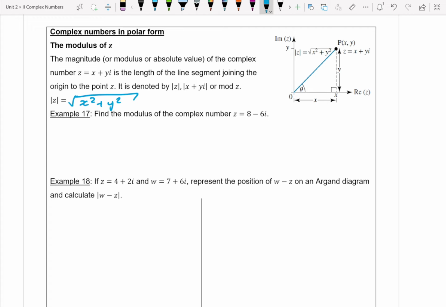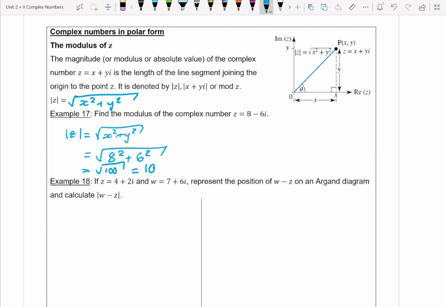So find the modulus of the complex number z equals 8 minus 6i. The modulus of z is equal to the square root of x squared plus y squared. So that is going to give us the square root of 8 squared plus 6 squared. This is a 3, 4, 5 triangle, I believe. So if these are 2 times 3 and 4, then our answer is going to be 2 times 5. So this is going to be the square root of 100, which is, of course, 10. So the modulus of z equals 8 minus 6i is 10.